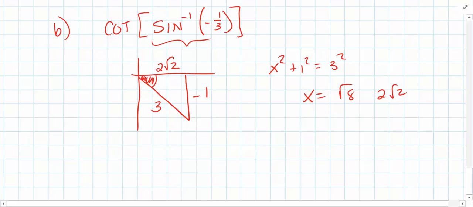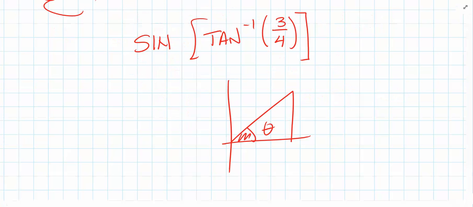All right. So what do I want? I want the cotangent of the angle whose sine is -1/3. So cotangent of this angle would be adjacent over opposite. So that would be 2 rad 2 divided by -1, which is -2 rad 2. And that's your answer.